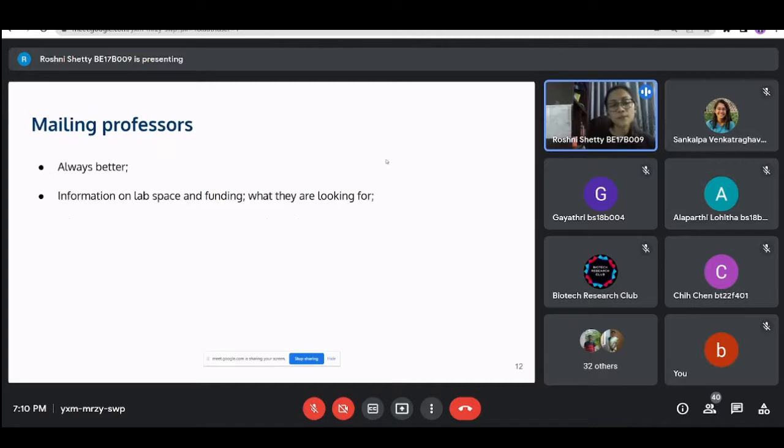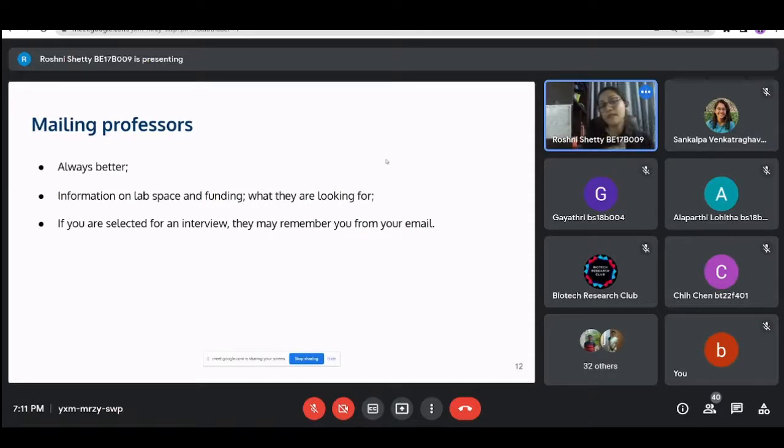This is useful because the professor might tell you if he or she is taking new students. Sometimes the lab is full and there's no funding. That professor, even though you're a good student, might not take you because there's no space. That can happen, and it's good to know beforehand, because then it's not worth applying to that university if 2 to 3 professors have labs full and they're not willing to fund you. So this is helpful if you mail the professors beforehand.